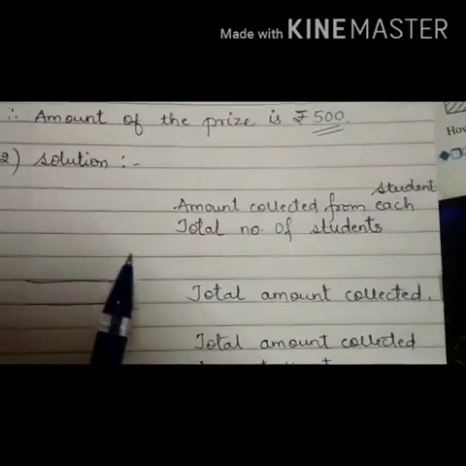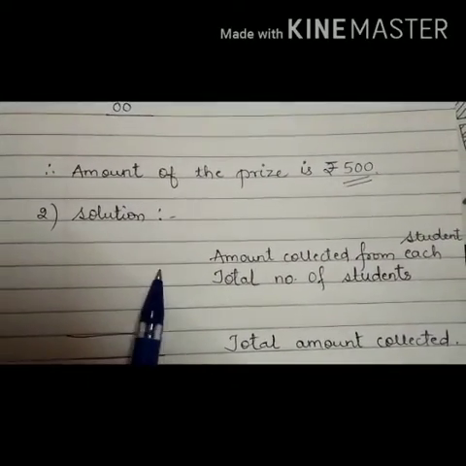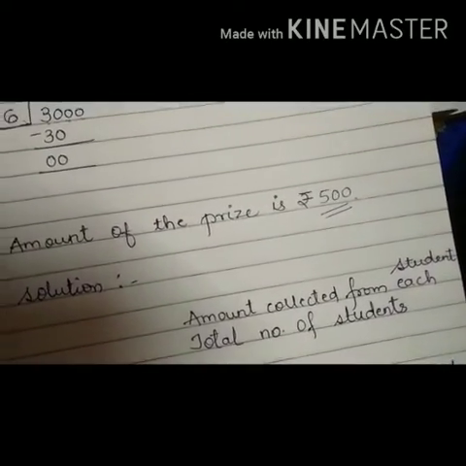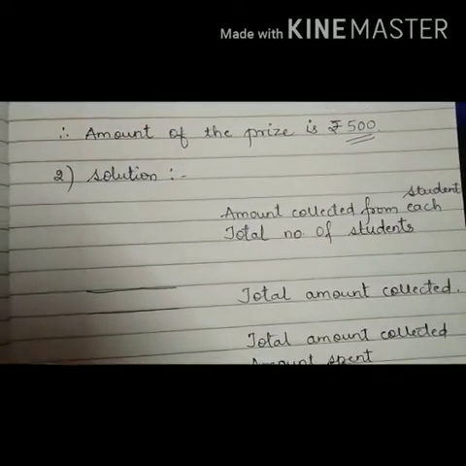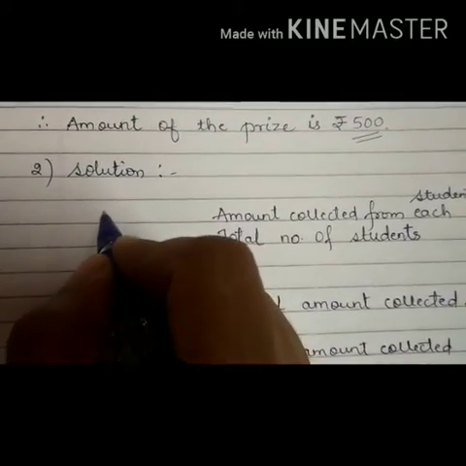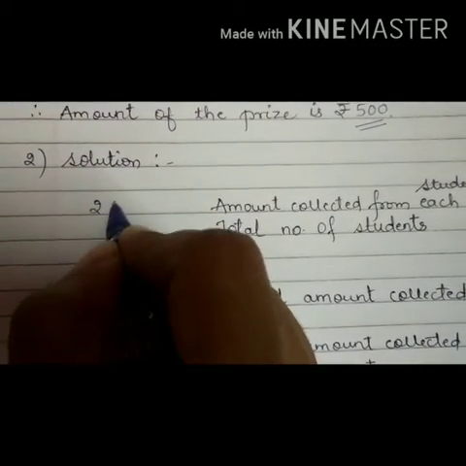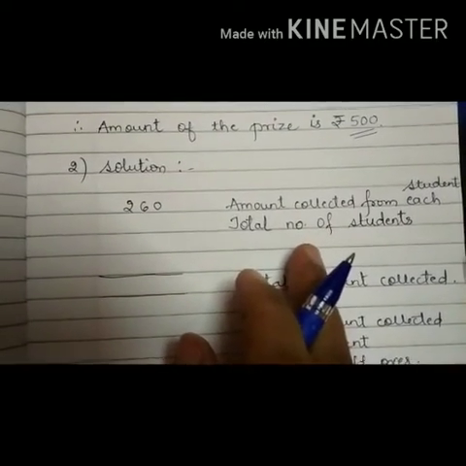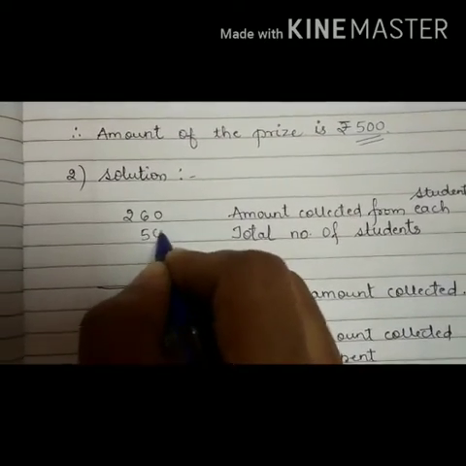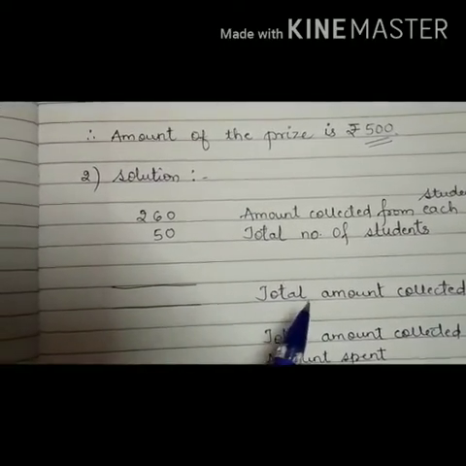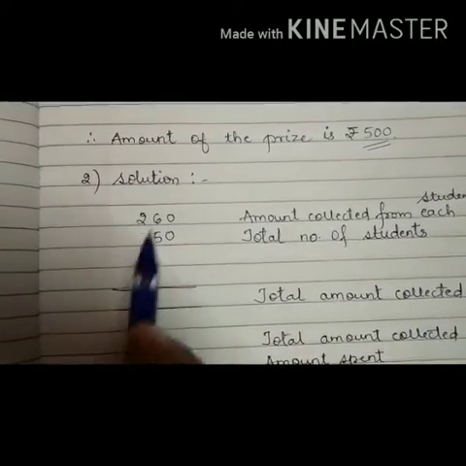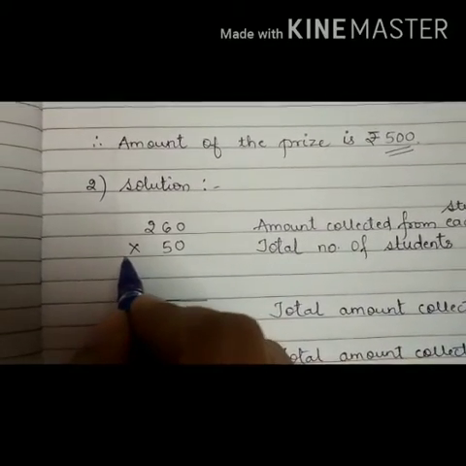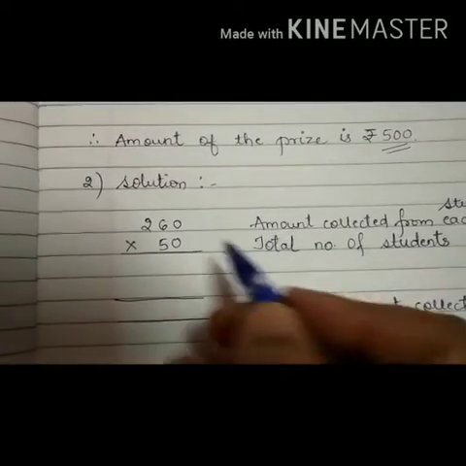So let's start our second one. Solution. So first what we have to do? We have to multiply because we want to find out the total amount. How much amount was collected from each student? It was 260. Correct? And how many students are there? 50. Yes. Now we have to find out the total amount collected. So how to find out? You have to multiply. Now let's see the multiplication.